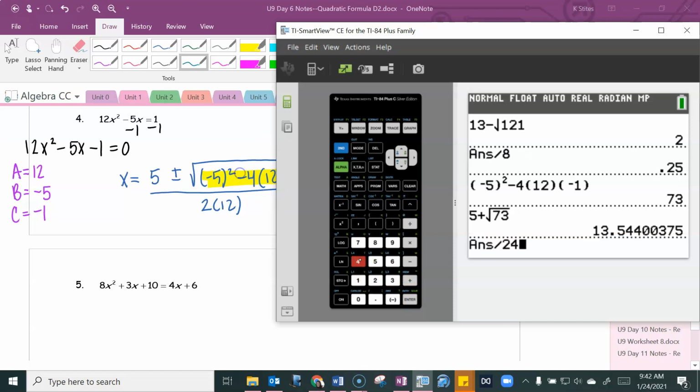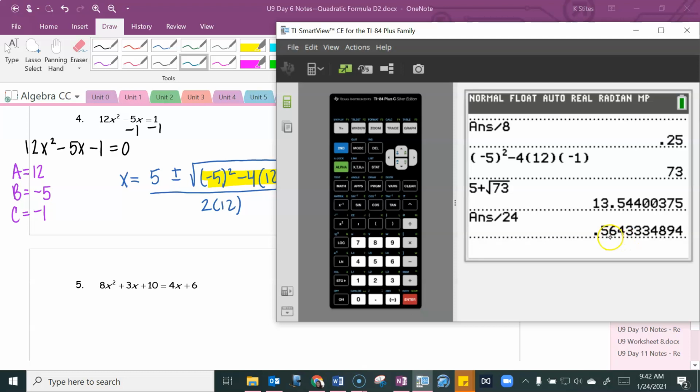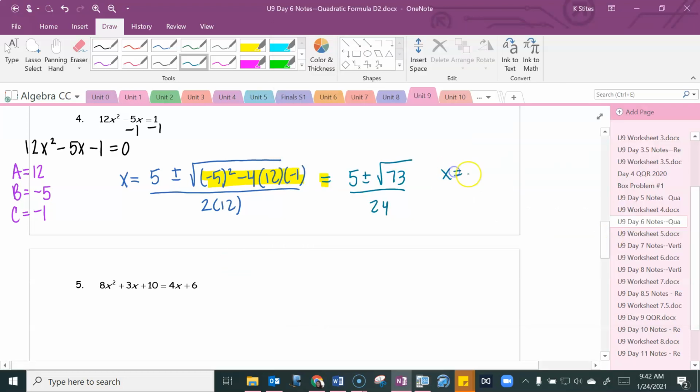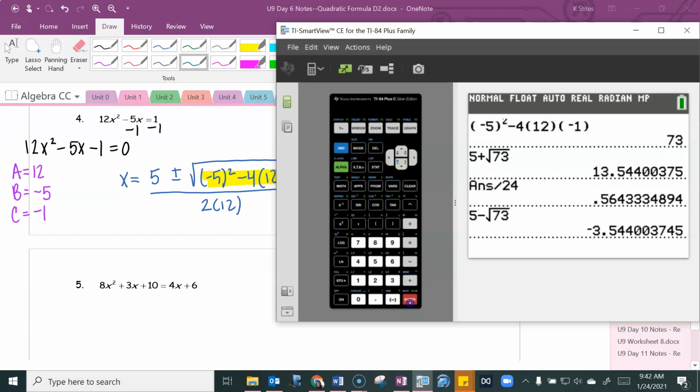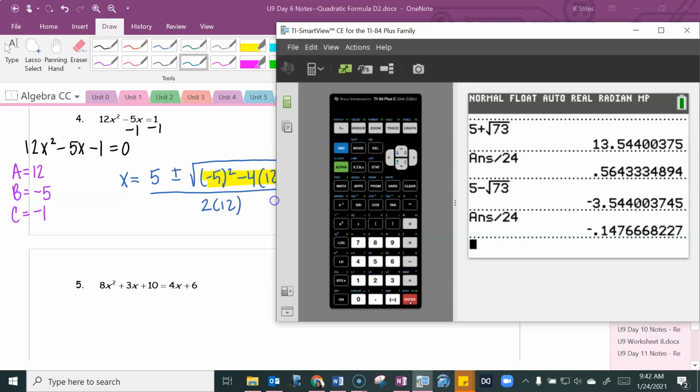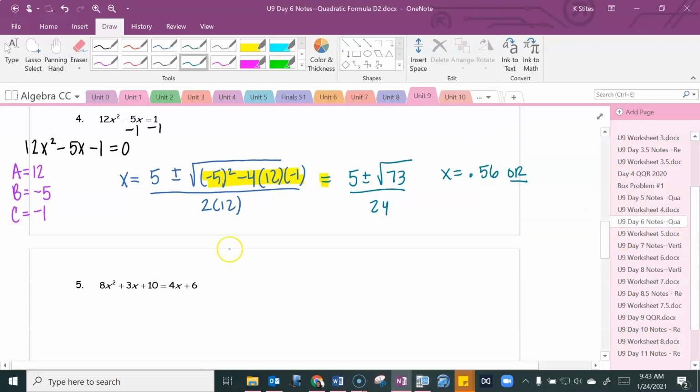Sometimes we forget that. So 0.56 should be your first solution, which again, this represents one of our x-intercepts with our parabola, and then do it again. In fact, you can go up and just grab it. I don't know if that really saves you any time, but then you can change this to a minus. It's probably just faster to retype it in. Okay. And divide by 24. Negative 0.15 this will be. All right, and there are your two solutions.